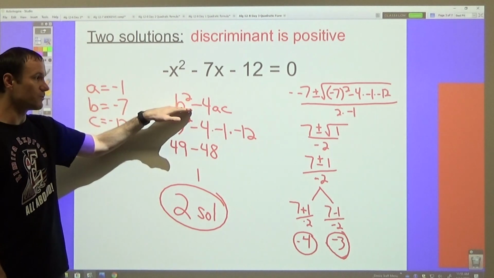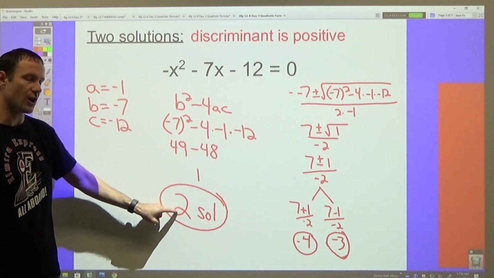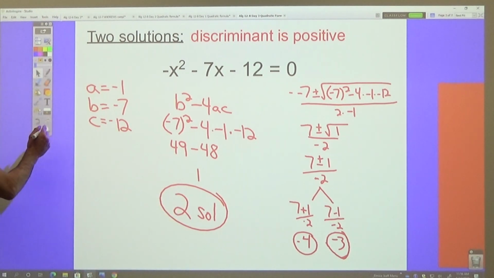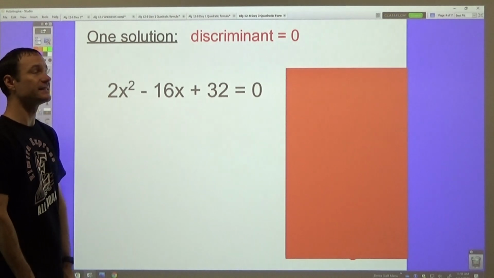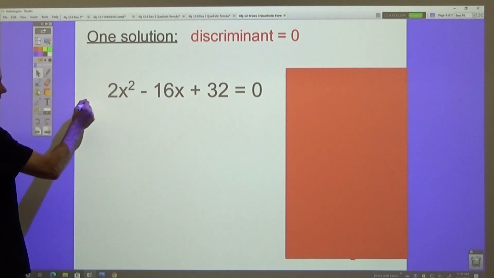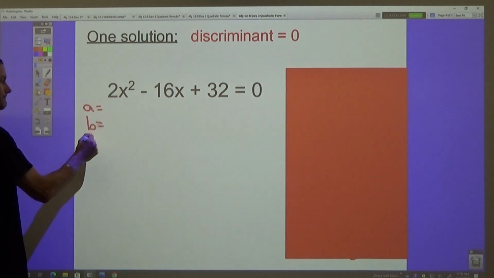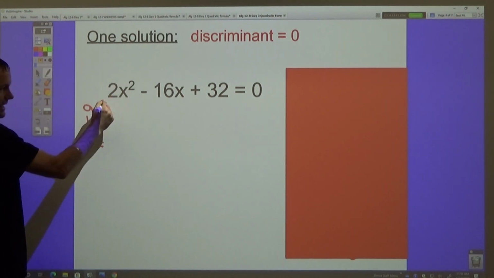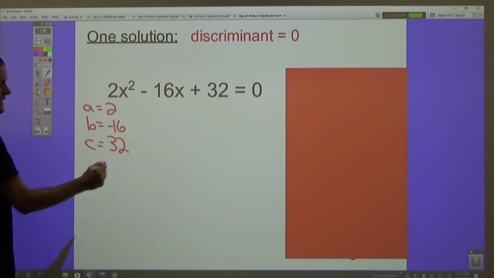So again, when you do b squared minus 4ac, if you get a positive answer, there are 2 solutions. If the discriminant ends up equaling 0, there is 1 solution. So again, I would first identify your A, your B, and your C. Your A is 2, your B is negative 16, your C is 32.